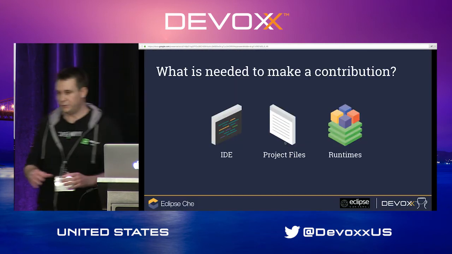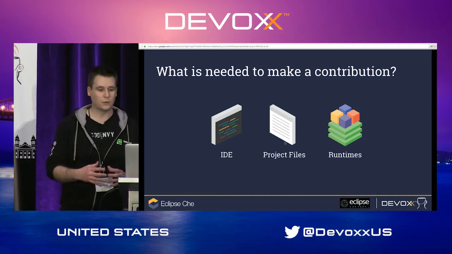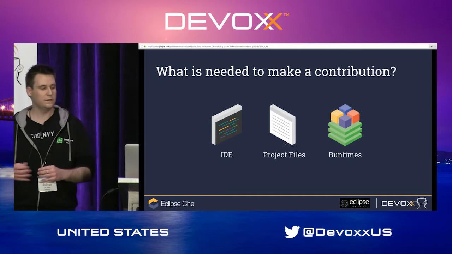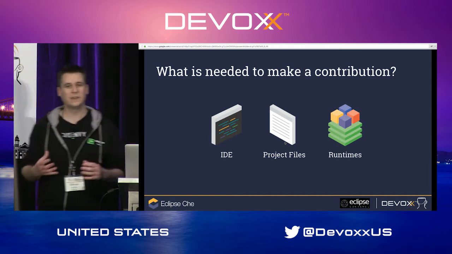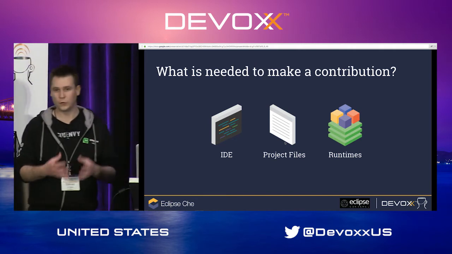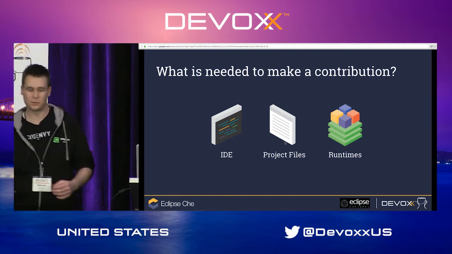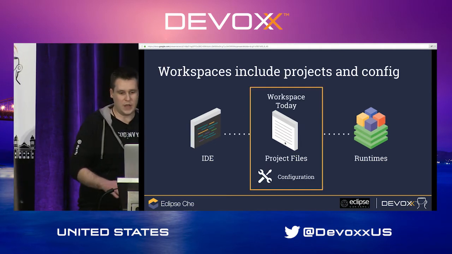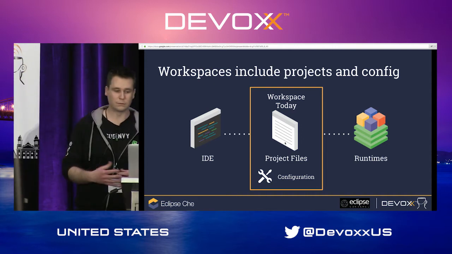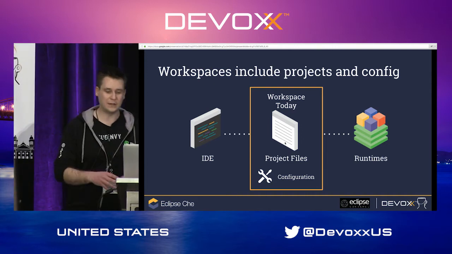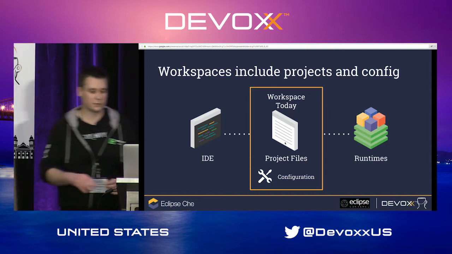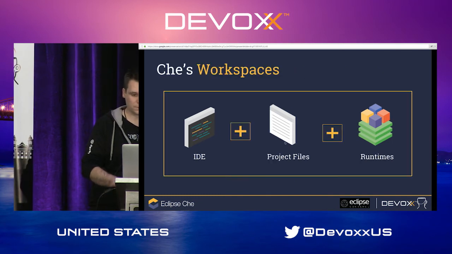So if we think about what is needed to make a contribution, you have on one side the IDE, the project's sources, and the runtime. And by runtime, I mean all the dependencies that you need in order to build, to code, to test, and to run your project. And today, the workspaces are including only projects and configuration. And you have the IDE on another side, and you have the runtime dependencies that you are installing on your local machine in order to be able to work.